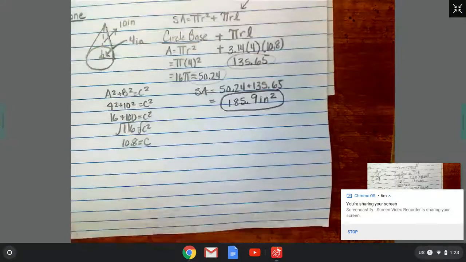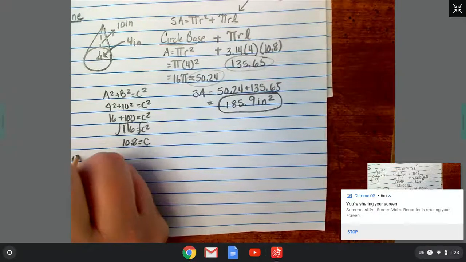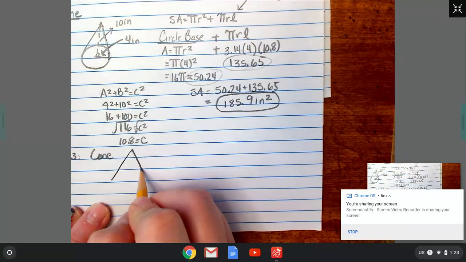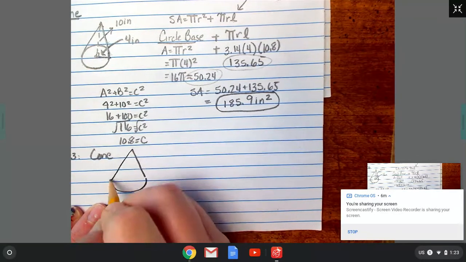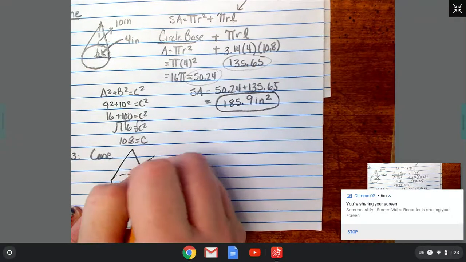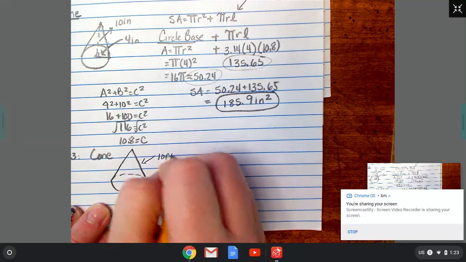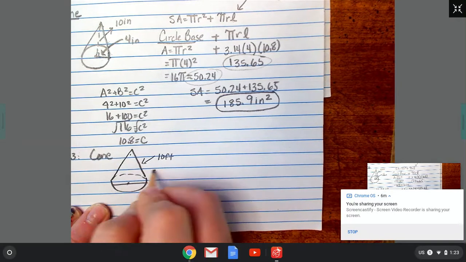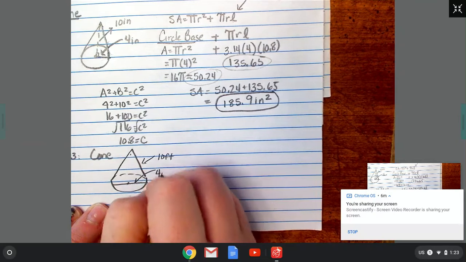Okay, we'll do another example of a cone. This time will be a little bit easier for this cone because they're going to go ahead and give us what we want. Sometimes they do. Okay. So on this cone, they're going to give us the slant height, 10 feet. And this one, they're going to give us a diameter, 4 inches.